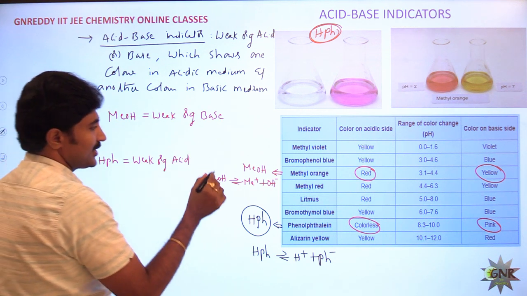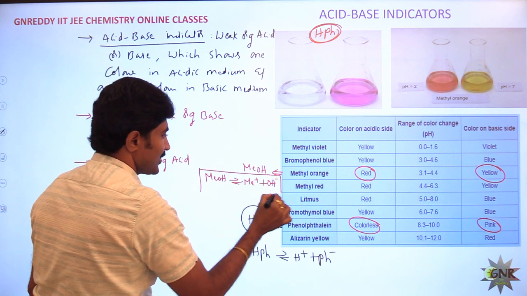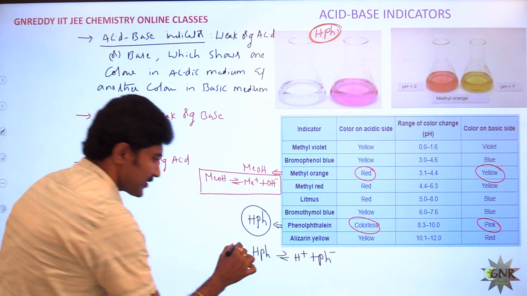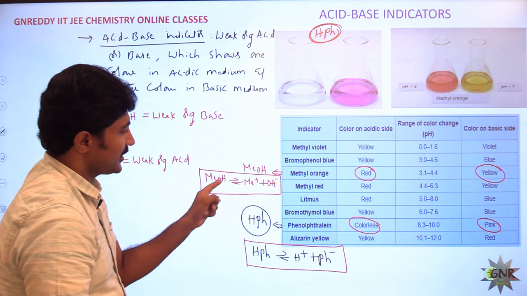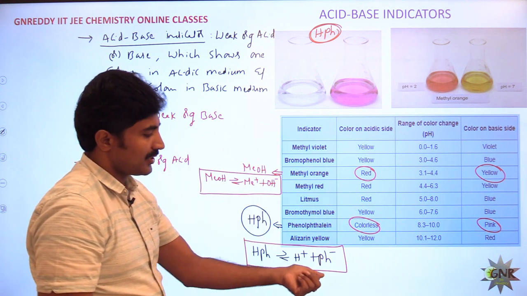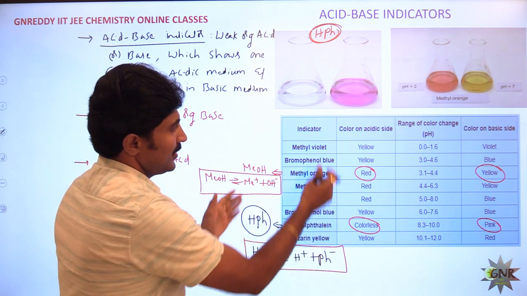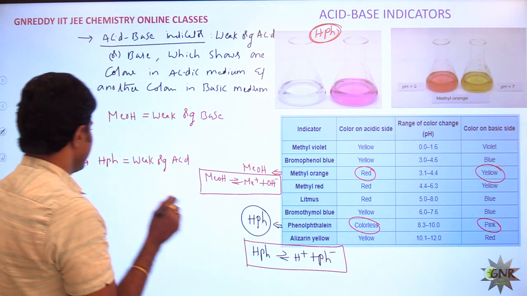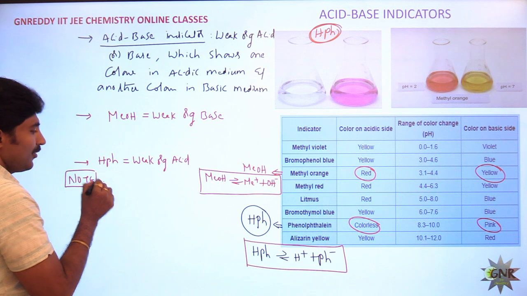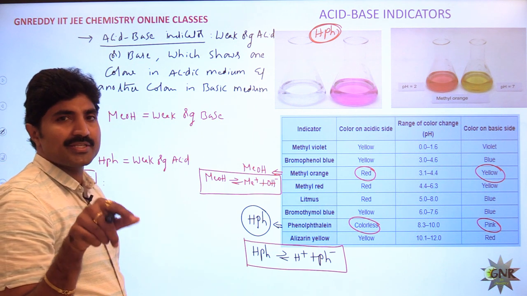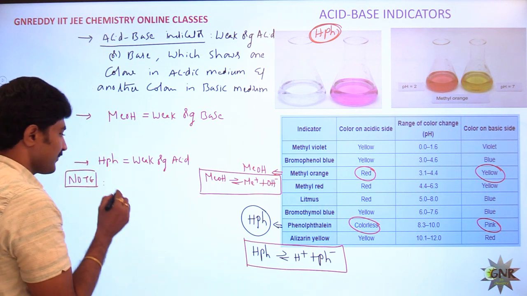Okay, I have already given these representations. This is the methyl orange equilibrium representation, and this is the phenolphthalein equilibrium representation. The undissociated form has one color and the ionic form has another color. So based on this you can get it. Here one important note is: what is the difference between the normal pH scale and the indicator pH scale?